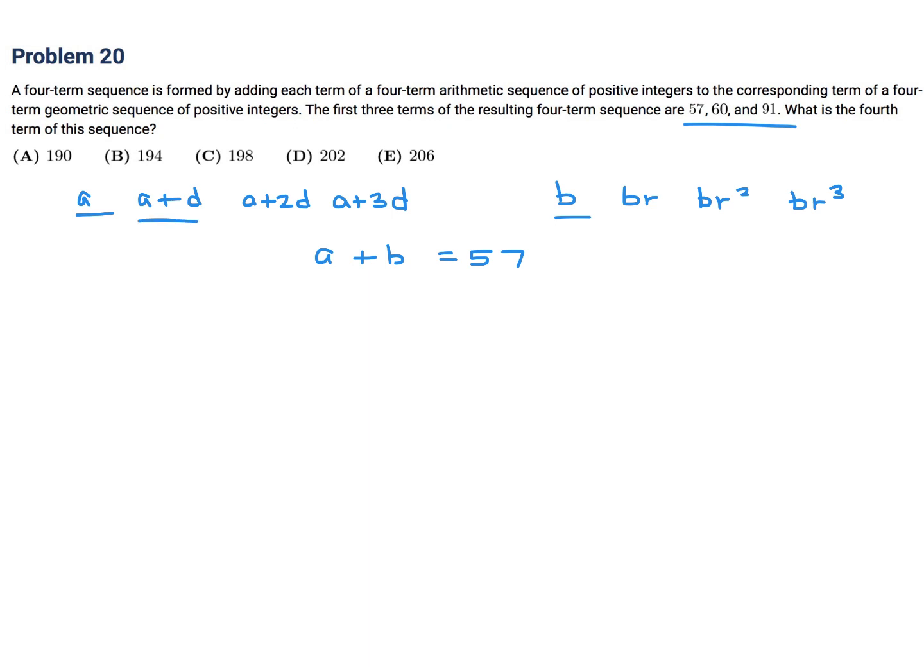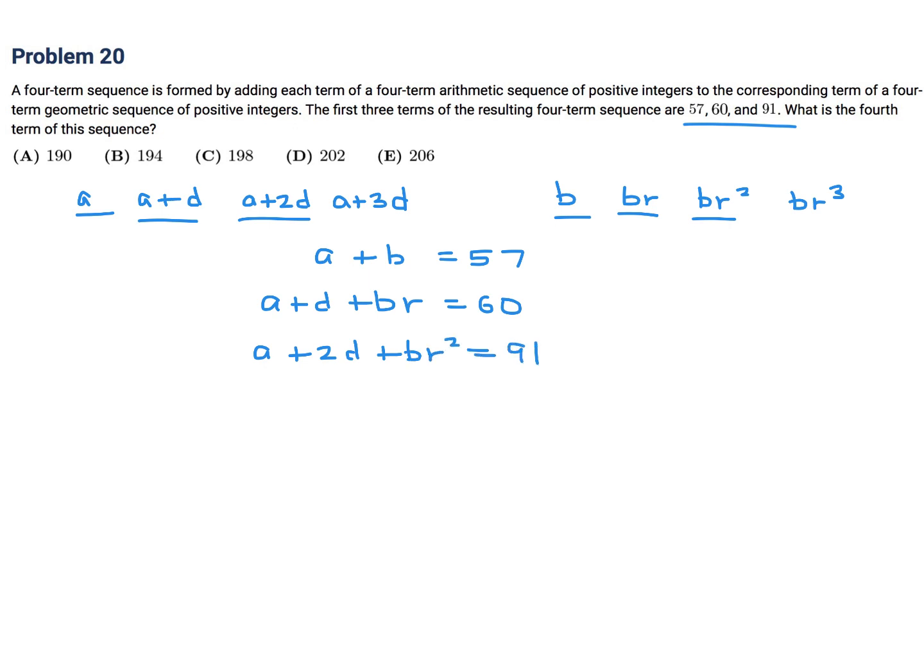So I guess you take this one and this one. So A plus D plus BR, and that they're saying is 60. And then the third combination is when you take this one and this one. So that would mean that's A plus 2D plus BR squared, and that's 91.